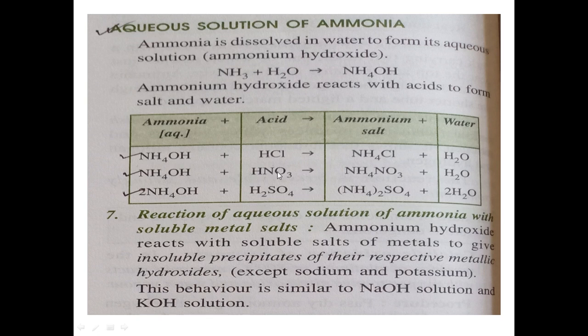Ammonium hydroxide reacts with nitric acid to give ammonium nitrate plus water, and with sulfuric acid to give ammonium sulfate plus water, and this we have already done. Ammonium hydroxide reacts with soluble salts of metals to give insoluble precipitates of their respective metallic hydroxides. In this regard ammonium hydroxide is similar to sodium hydroxide and potassium hydroxide, because it reacts with soluble salts of metals to form insoluble precipitates of their respective metallic hydroxides.